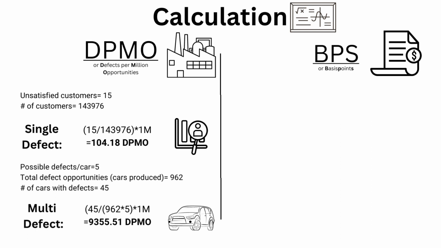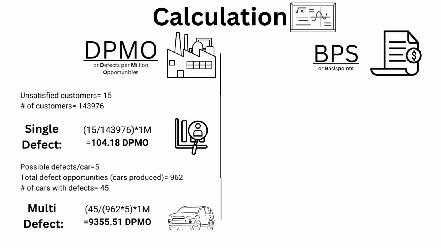Then the calculation would be as follows, and we would arrive at a DPMO of 9,355.51, which is pretty high actually. And in reality, no car manufacturer wants to have a number this high, and they would instead try to keep this number as low as possible, maybe around 10 DPMO, maybe 20, but as low as reasonably possible.